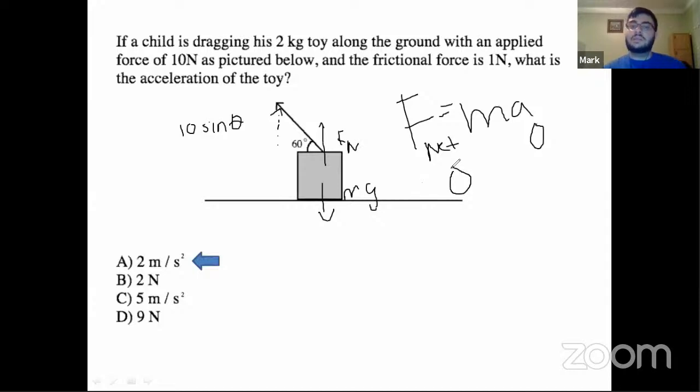We know that the box isn't accelerating up or down, because the box is not moving up or down. Because of that, we know that a is 0. If a is 0, that means F net is also 0. Again, if the acceleration up or down is 0, F net up or down has to be 0. If F net is 0, all up arrows and all down arrows have to cancel each other out. When you add all of the arrows together, it has to be 0.